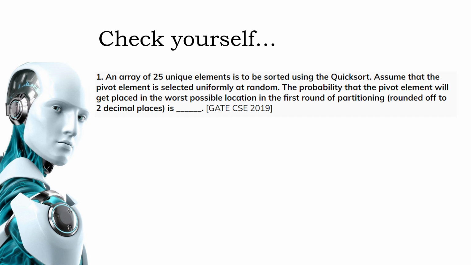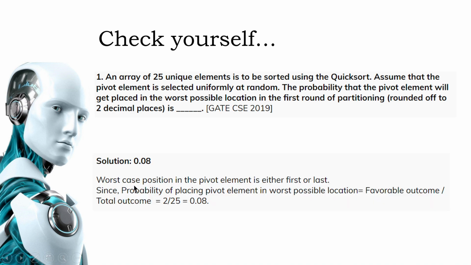Yeah, right. It's 2 by 25. Yes, that is the answer. So the worst case is seen when we have chosen the pivot as the maximum or minimum element of the array. So those are two positions that I can choose out of 25 positions, that is 2 by 25. So the answer is 0.08. Great.